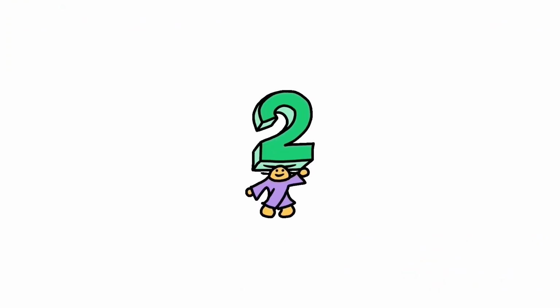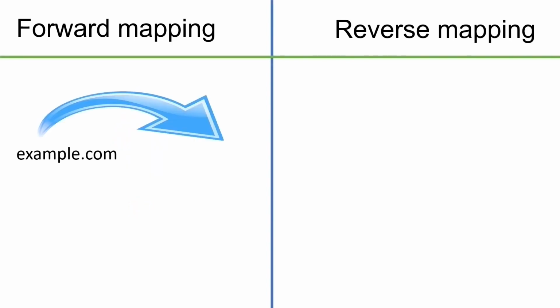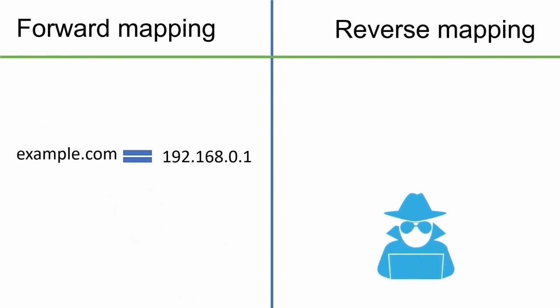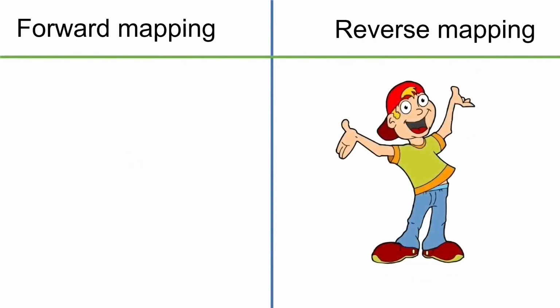In the DNS system, there are two types of mapping: forward mapping and reverse mapping. The DNS system was mainly designed for forward mapping. In forward mapping, name servers translate names into IP addresses. Later, they added reverse mapping to the DNS system for security and diagnostic purposes. In reverse mapping, name servers translate IP addresses into names. It is an optional feature.